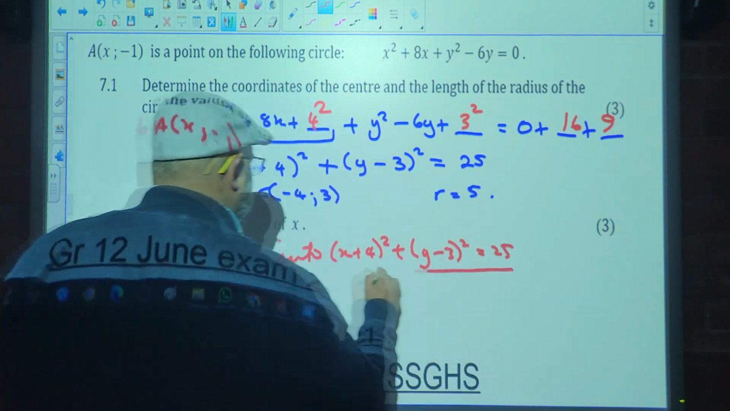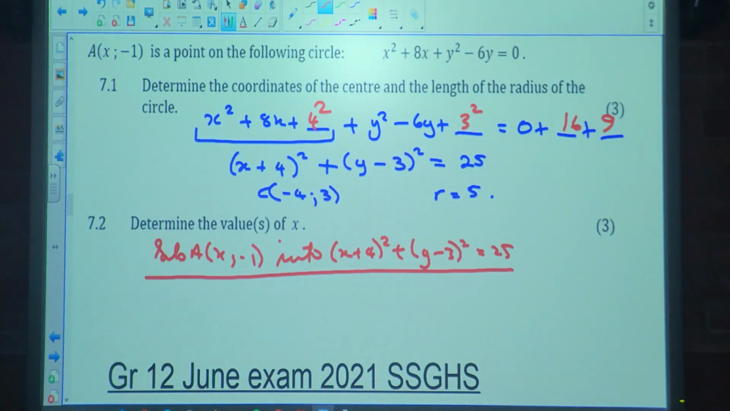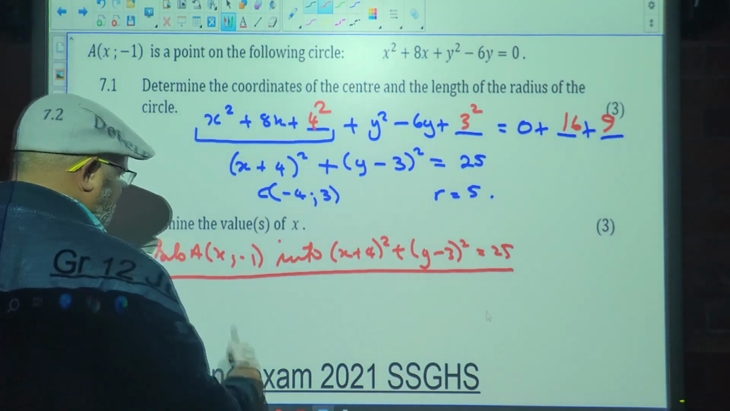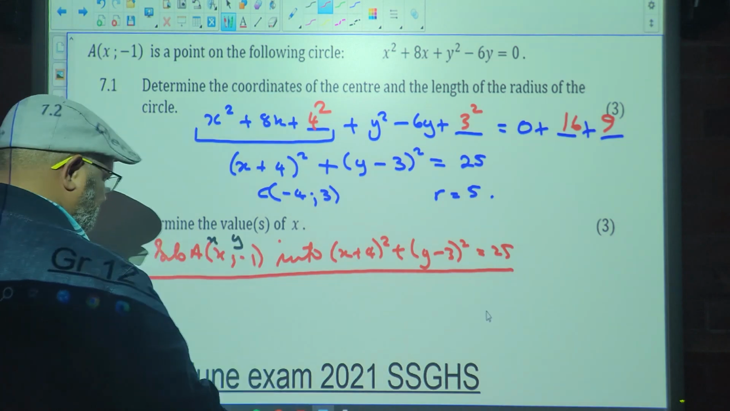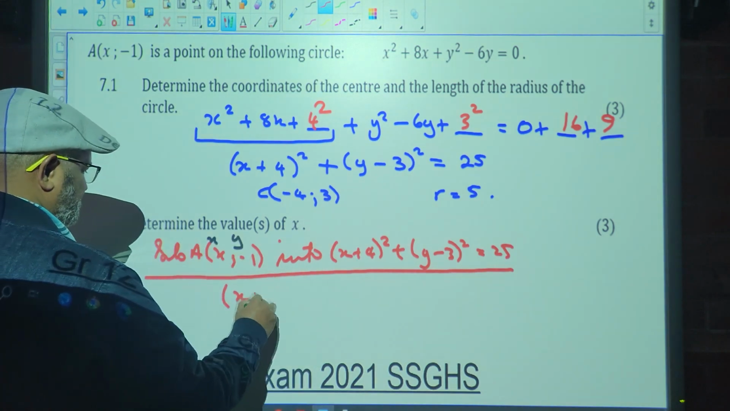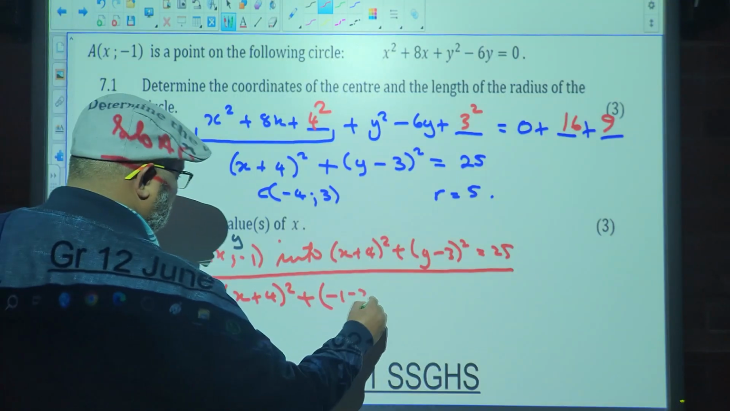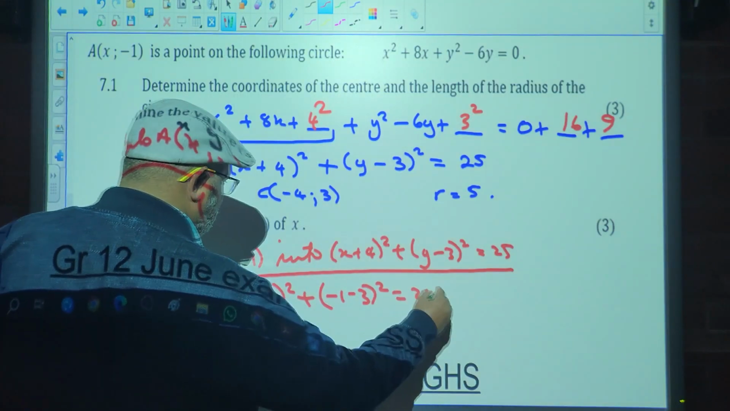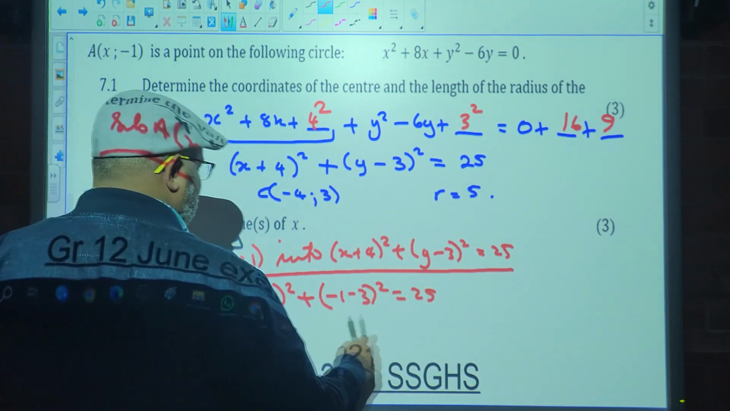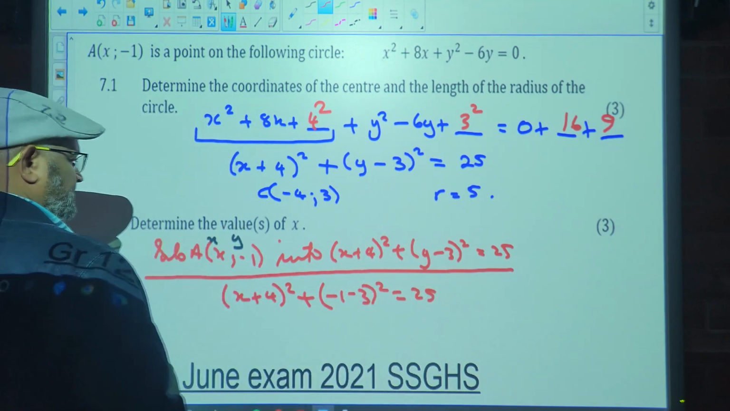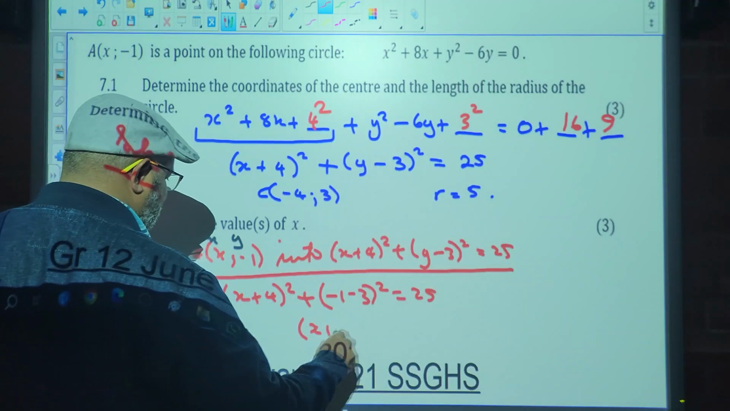You could have gone with the original equation, but it's going to be easier to work with this. Remembering that A is x and a y. So x of course is x, so it's x plus 4 squared plus y is negative 1, so it's negative 1 minus 3 squared, which is 4, is equal to 25. So of course this is going to give you 16. 25 minus 16 of course is 9.